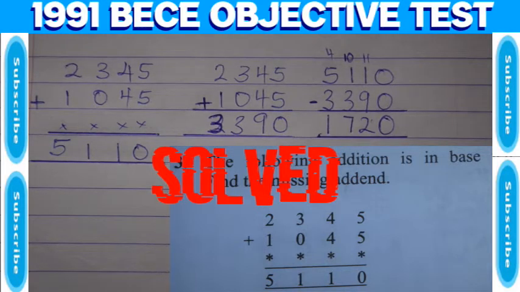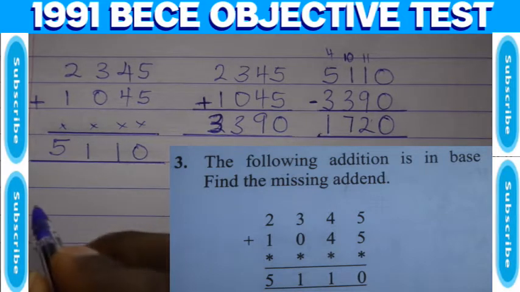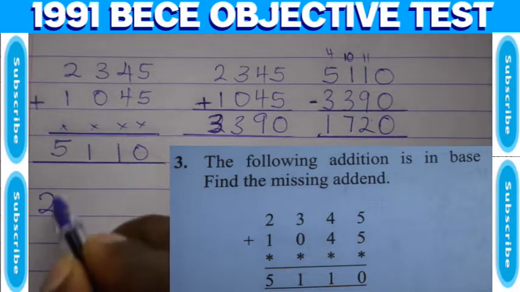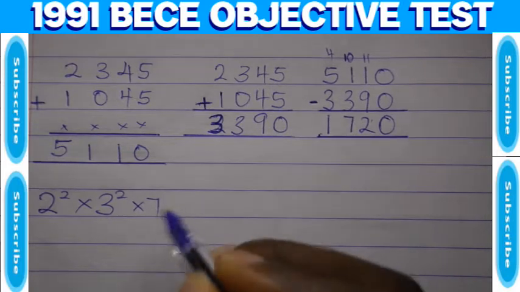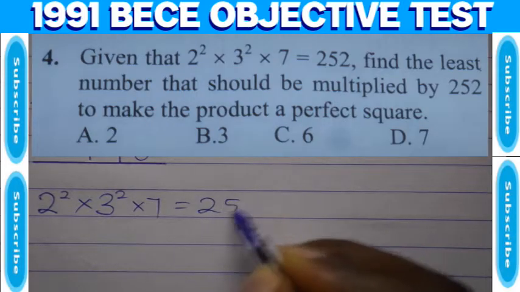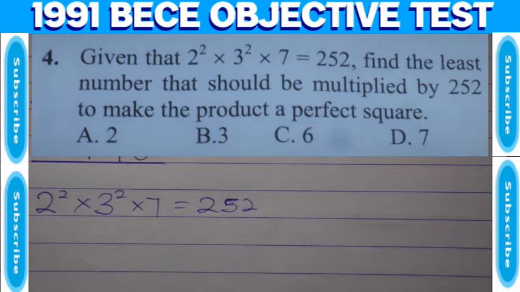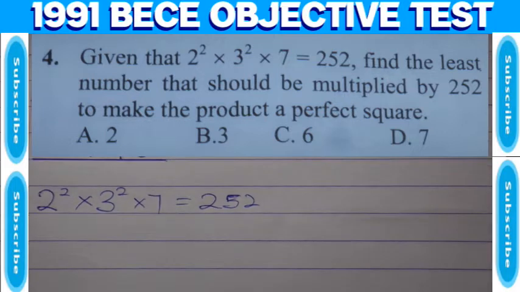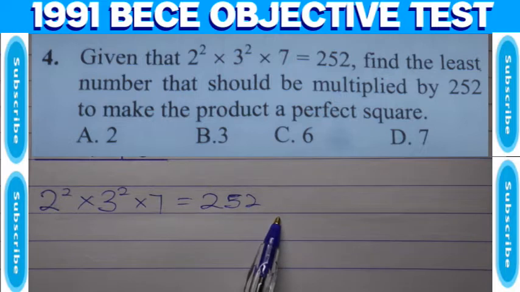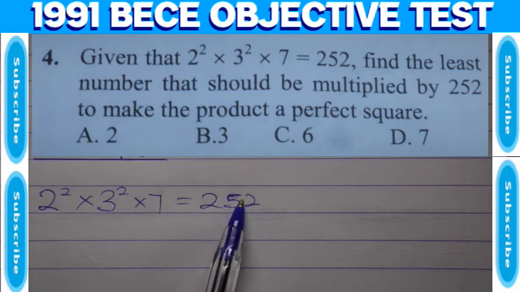All right, so this is the question that we have for question 4. Given that, so let's write the question down. We have 2 squared multiplied by 3 squared multiplied by 7, and the product gives us 252. That's what we have here, 252. And the question says, find the least number that should be multiplied by 252 to make the product a perfect square. All right, so what this means is that they want to make the product of this particular multiplication sentence a perfect square.